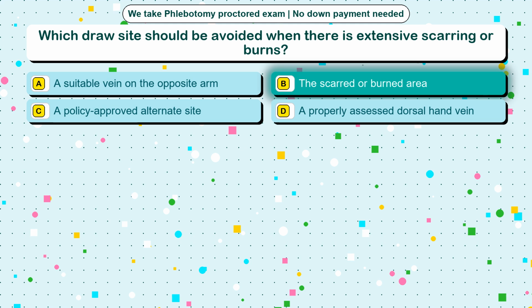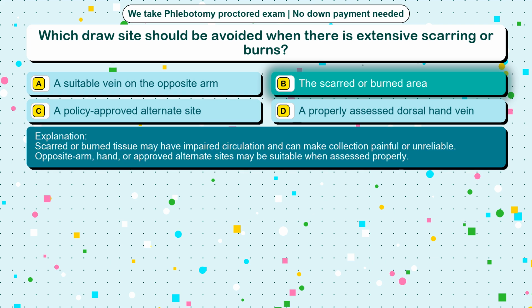The correct answer is option B. The scarred or burned area. Scarred or burned tissue may have impaired circulation and can make collection painful or unreliable. Opposite arm, hand, or approved alternate sites may be suitable when assessed properly.